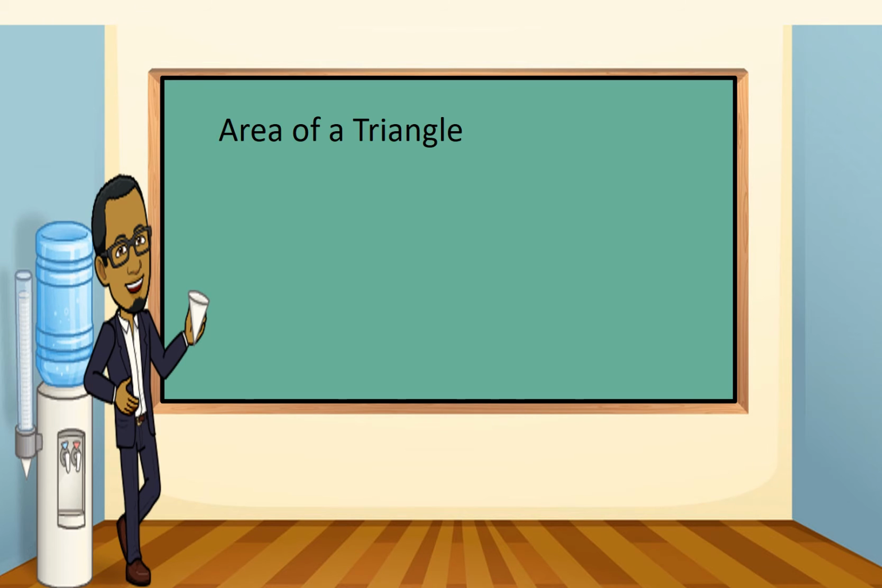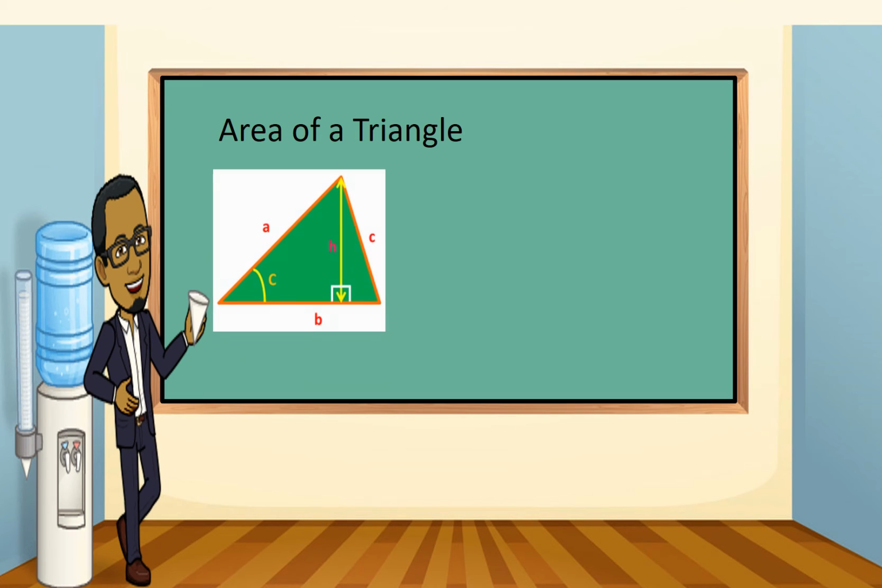But what if we did not have the height perpendicular to the base of the triangle? Let's explore how we would handle such a situation. We know that the area of a triangle can be found using the formula half of the base multiplied by the perpendicular height. How can we find the perpendicular height h using our knowledge of trigonometry?